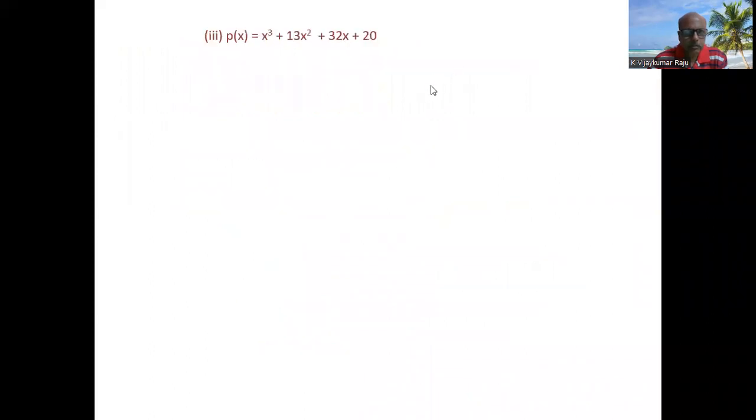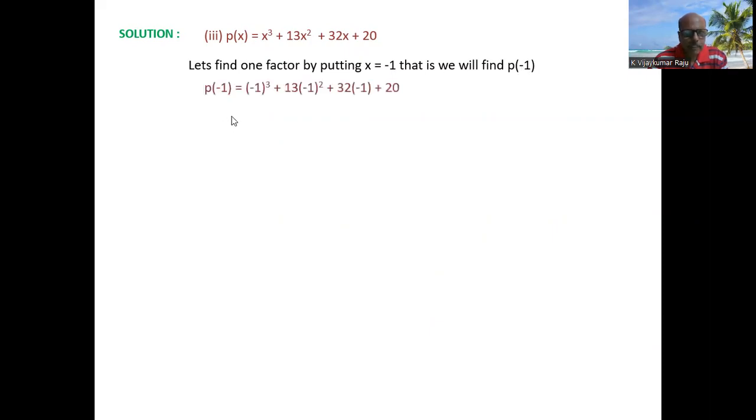Now, the next question is the next polynomial. So find factors, put x is equal to minus 1. So that means you have to calculate P of minus 1. P of minus 1 is minus 1 raised to 3 plus 13 into minus 1 square plus 32 into minus 1 plus 20. That is minus 1 plus 13 minus 32 plus 20. 20 plus 13 is 33. 32 plus 1 is 33. So 33 minus 33 is 0.